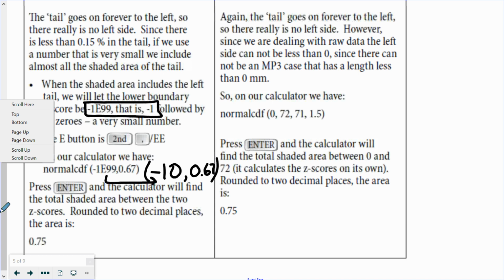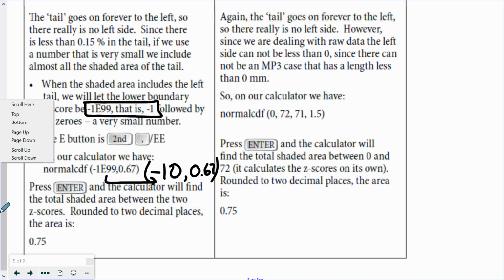So TI people, same idea for method 2. So this is using the raw data. So you press second vars, which is distribution, and number 2. And now what we're going to do is enter 4 things in order. You can't put them in the wrong order. Your calculator is not smart enough to know what you mean. So you put them in order.